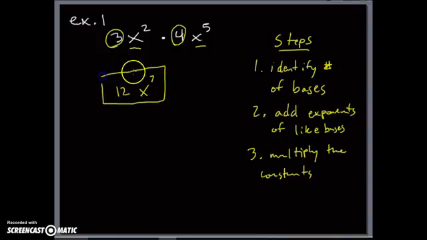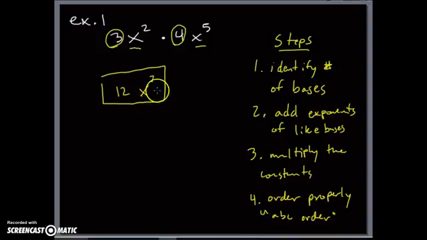Now there is a fourth step. The fourth step will be to order properly. And when I say that, what I mean is A, B, C order. But since we only have one variable, there's nothing really we can order.